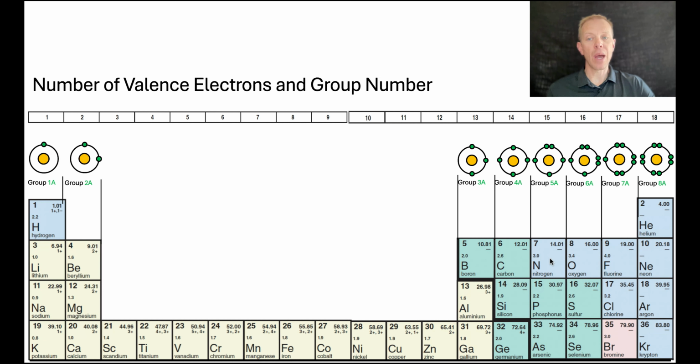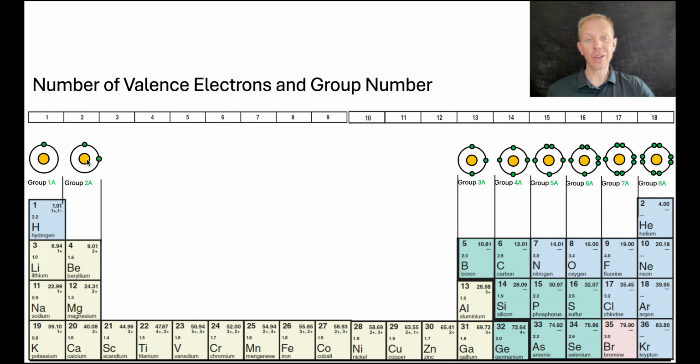Now, when we take a look at the number of valence electrons, it's going to correspond to the group number. So if an element is in group number 1, this vertical column right here, it's going to have 1 electron in its outermost shell. If it's in group 2, then it's going to have 2 electrons in its outermost shell.